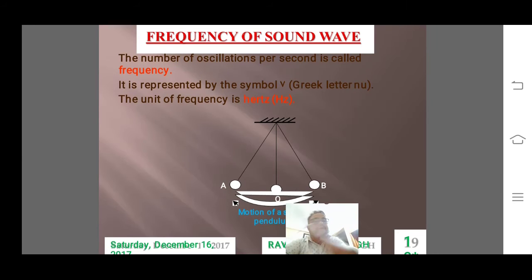What is the relation between time period and frequency? That you have to tell. And one more question. If amplitude is more, how can you say that the frequency is more or less? If the amplitude is less, how can you say the frequency is less or more?